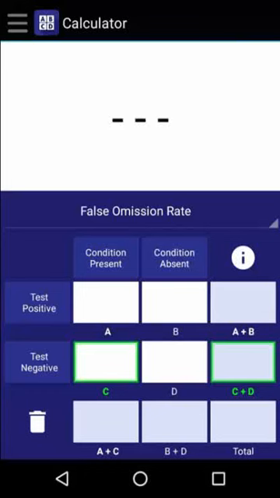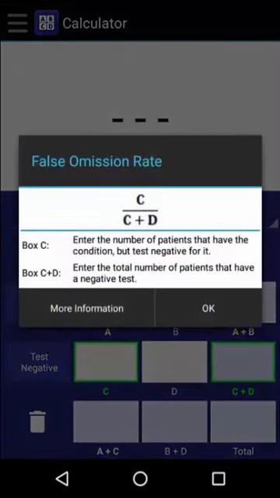When calculating the false omission rate, we need to know two values: the number of people who tested negative despite having the condition, and the total number of people who tested negative. When we have the necessary values, we can calculate the false omission rate by dividing the number of false negatives, C, by the total number of people who tested negative, C plus D.